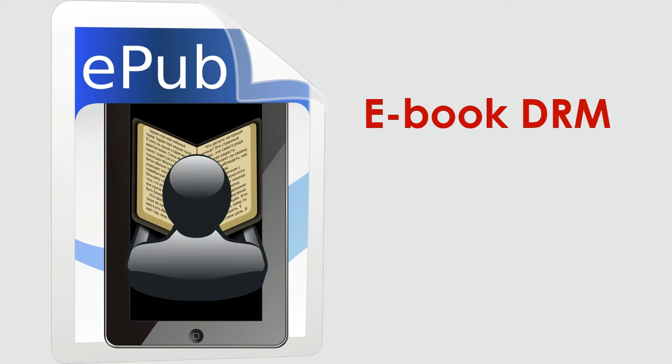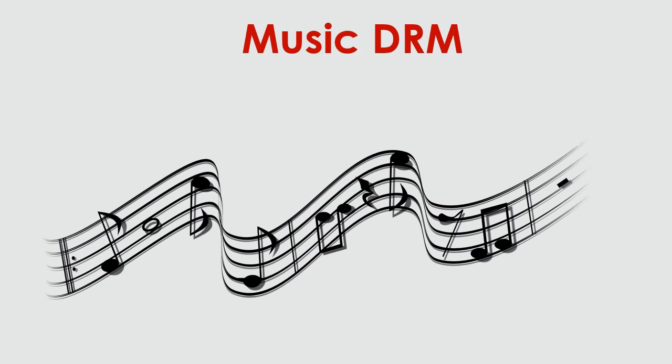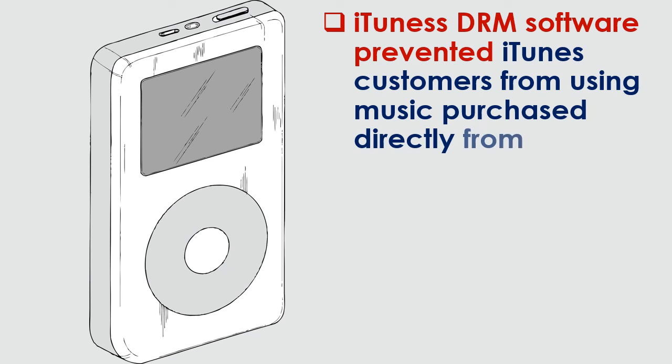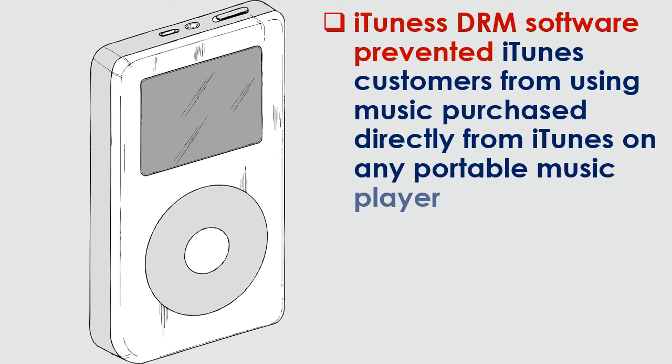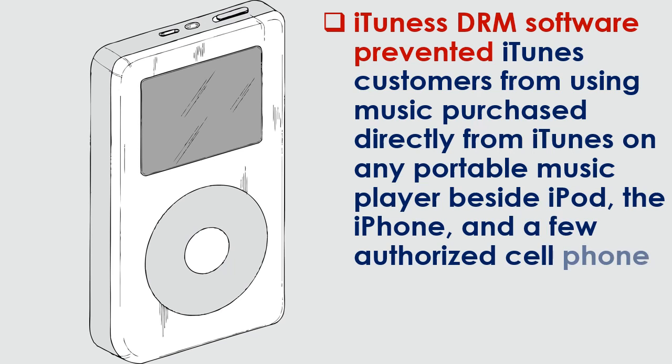Ebook DRM. Amazon's Kindle implements DRM to protect electronic forms of books. Music DRM. iTunes' DRM software prevented iTunes customers from using music purchased directly from iTunes on any portable music player besides the iPod, the iPhone, and a few authorized cell phone models.